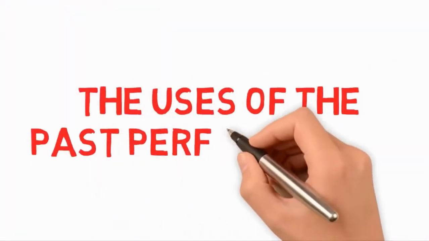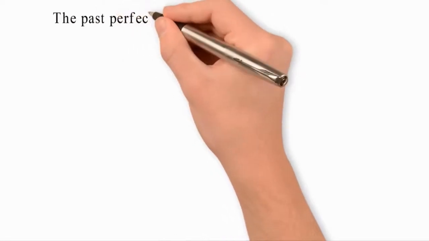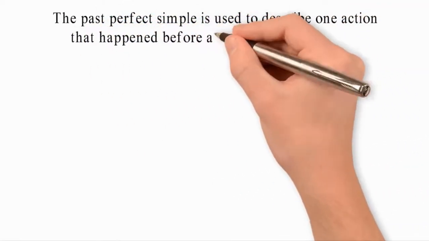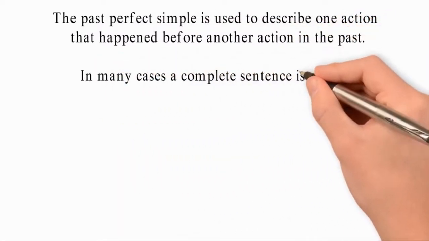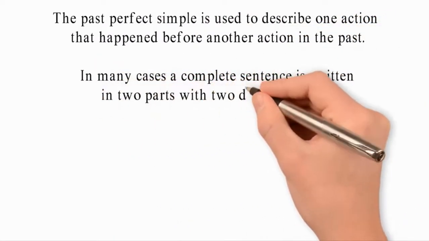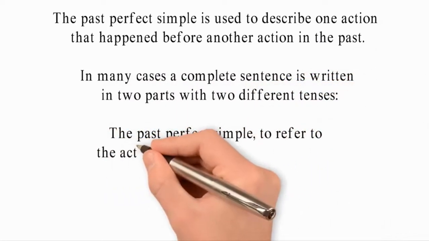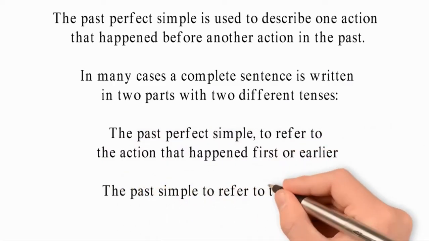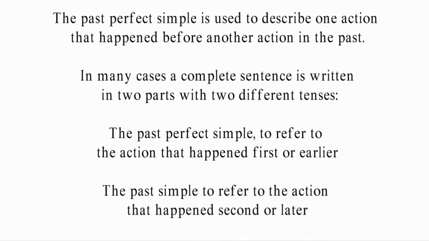The uses of the past perfect simple. The past perfect simple is used to describe one action that happened before another action in the past. In many cases, a complete sentence is written in two parts with two different tenses. The past perfect simple to refer to the action that happened first or earlier. The past simple to refer to the action that happened second or later.